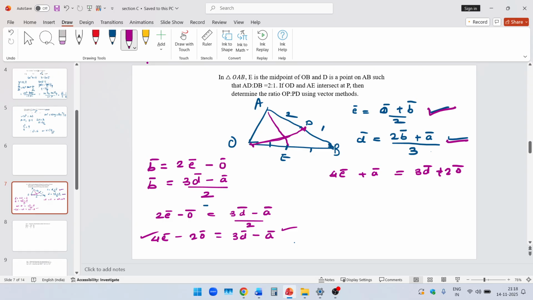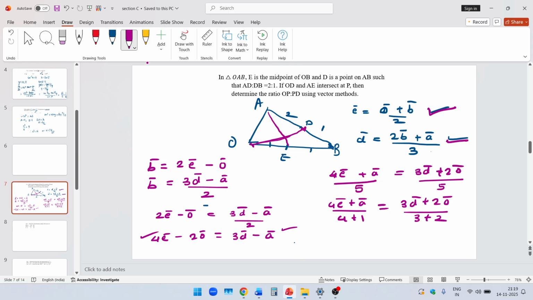Now if you watch the coefficients closely, if you add up the coefficients of both the left hand side and the right hand side, it is 5. So let us divide both sides by 5. Now this left hand side can be written as (4E bar plus A bar) divided by 4 plus 1. The right hand side can be written as (3D bar plus 2O bar) divided by 3 plus 2. Now both of them are section formulas.